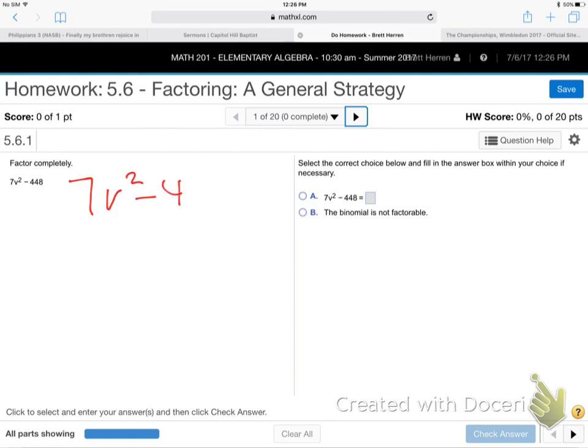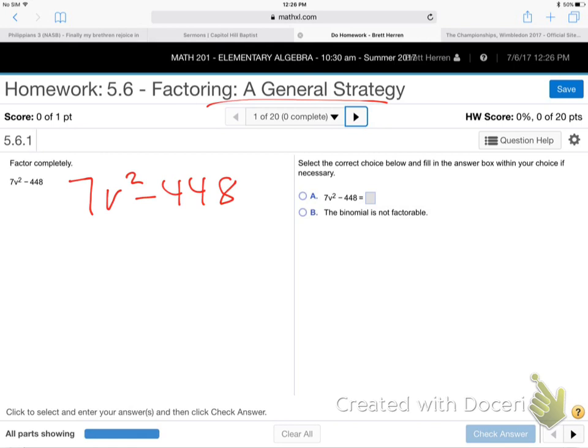7v squared minus 448. All right, so we're in section 5.6 now. It's entitled a general strategy, which means it's just mixing them all together. So you guys have seen all the factoring techniques now. You've seen them all. Now this section is almost like a practice exam section. It's just a review, kind of mixing them all together. This is just help in mixing all the factoring techniques together. So try that one. So let's put together our big game plan.